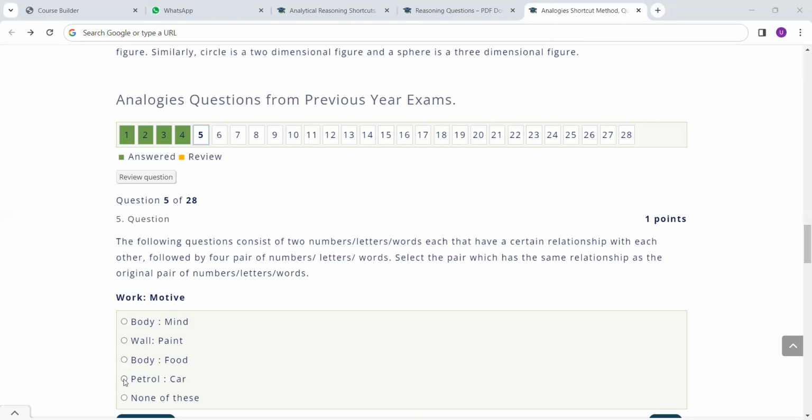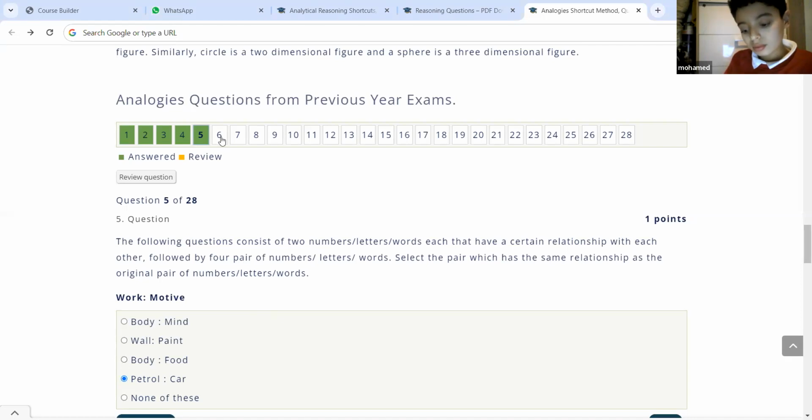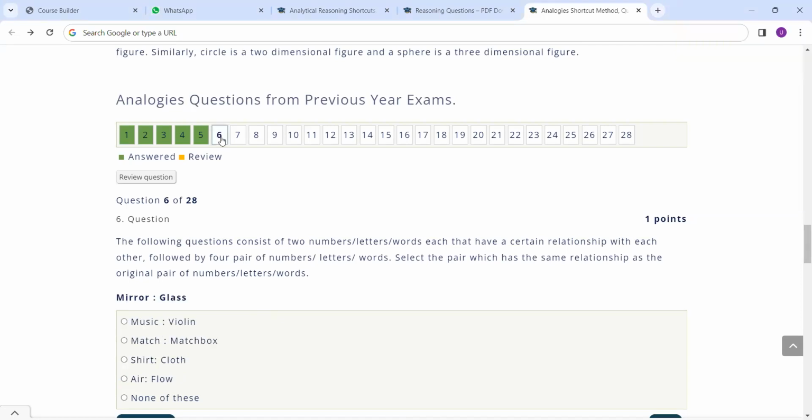The correct answer is we require petrol for the car. Mirror is to glass. Music is to violin. We play music with violin. Match to matchbox. Match is kept in the matchbox. Shirt is to cloth. Cloth is required to make shirt, or shirt is made up of cloth. Air is to flow. There's a flow in the air, or none of these. Mirror is made up of glass. Yes, you both are correct. C.